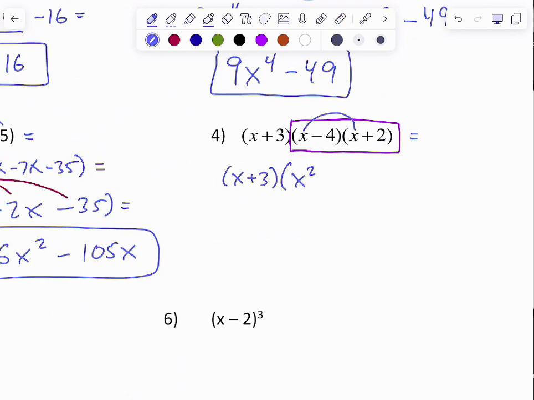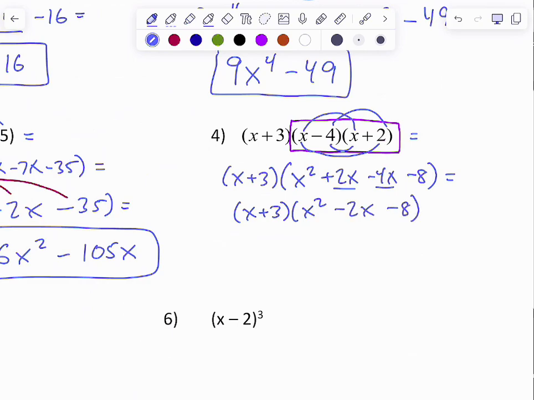So first, outer, inner, last. If you're good at this and you could do these like terms in your head and just get a negative 2x from it, you could skip writing that, but I wouldn't do that unless you're sure you know what you're doing. So I did FOIL. I did binomial times binomial.